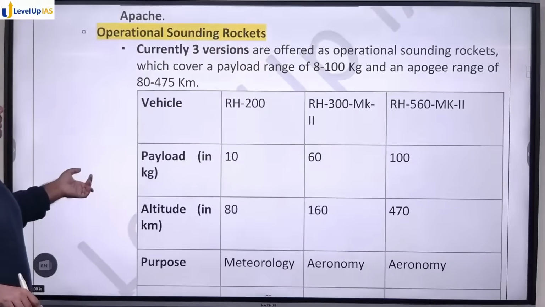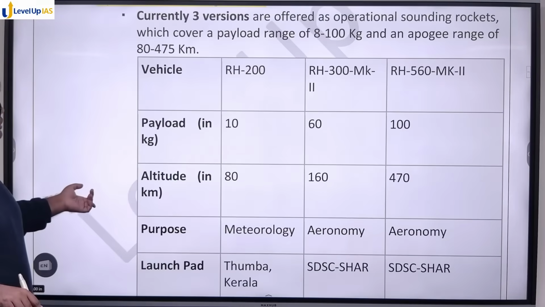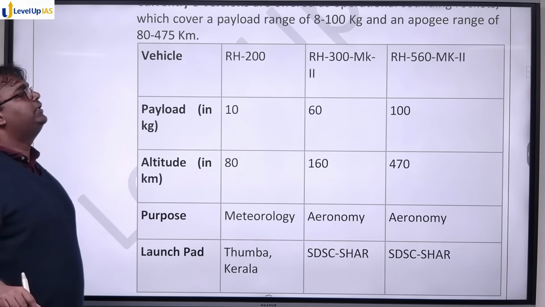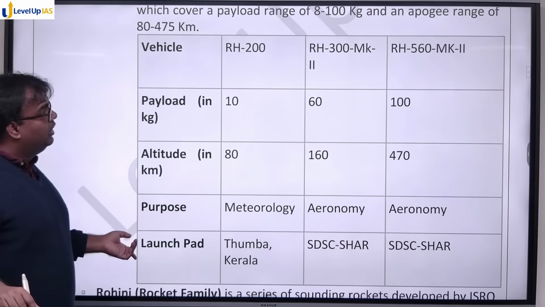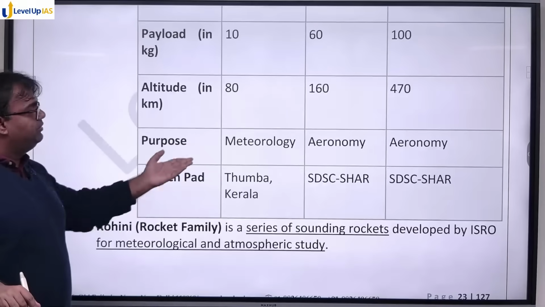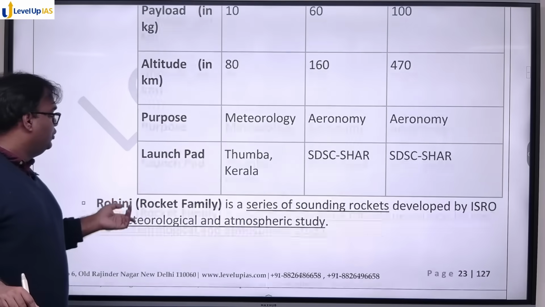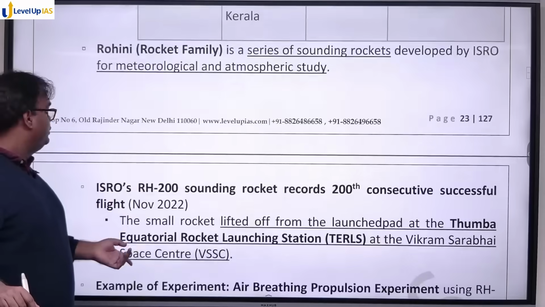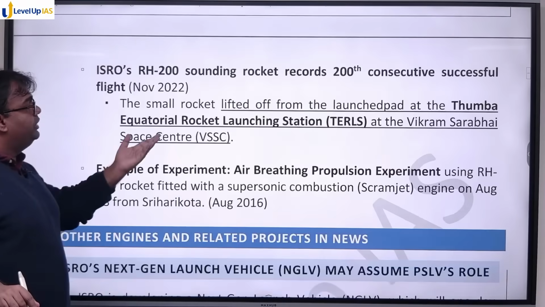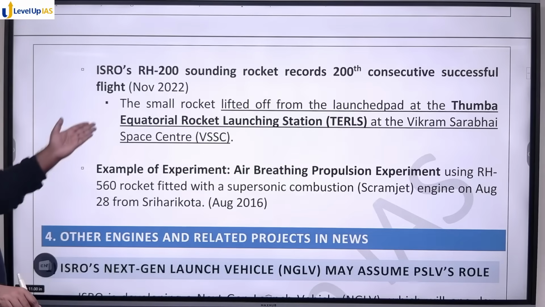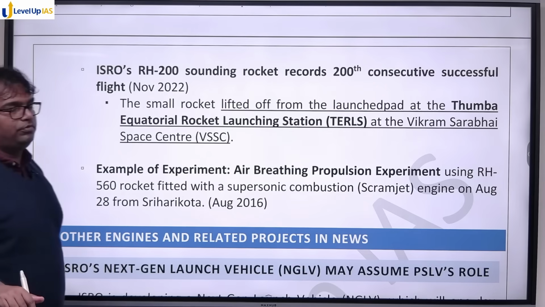These are the series of sounding rockets that we have: RS-200, RS-300 Mark II, RH-560 Mark II. This is the purpose: meteorology, aeronomy. The Rohini rocket family is a series of sounding rockets. Its 200th consecutive successful flight took place in November 2022; the small rocket lifted off from the launch pad at the Thumba Equatorial Rocket Launching Station at the Vikram Sarabhai Center. This was the purpose for which it was used.